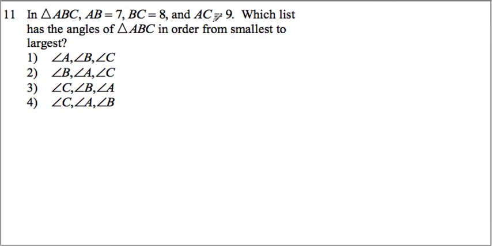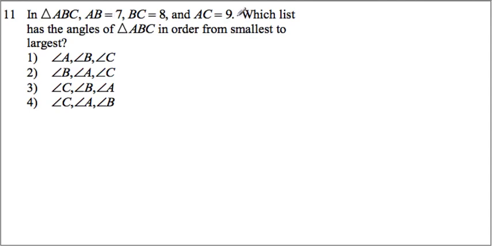We have three line segments in a triangle, and we want to list the angles from smallest to largest. You see, the angle will be small when the line segment is short.